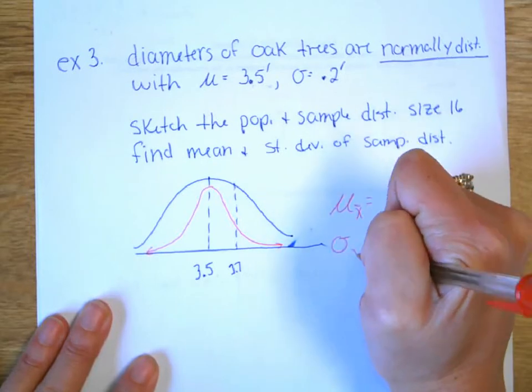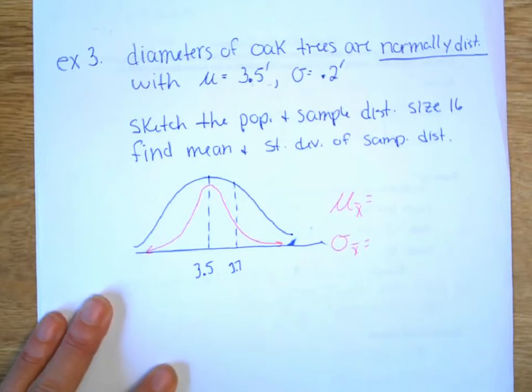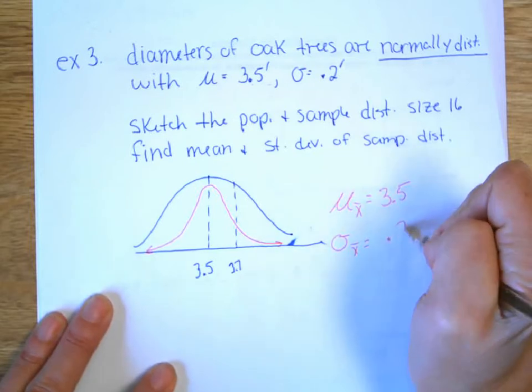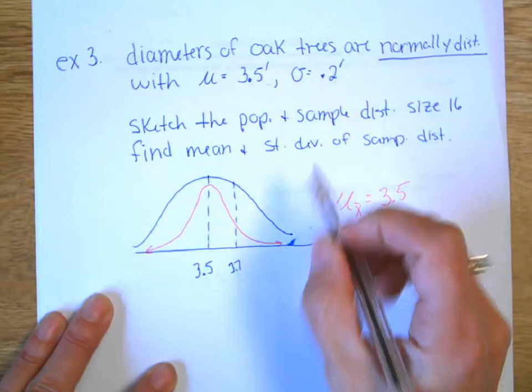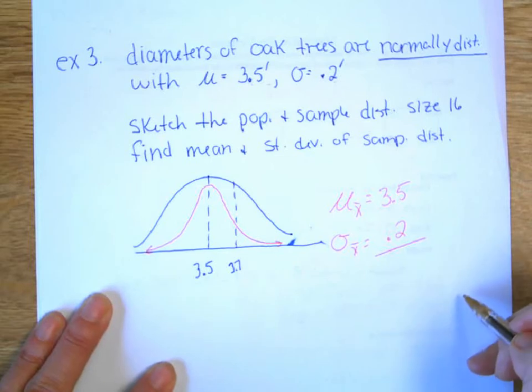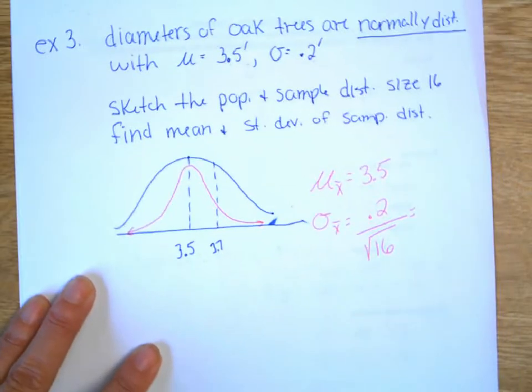And then I want those two values: the mean of the sampling distribution and the standard deviation of the sampling distribution. The mean is 3.5, nothing tricky there. It's the same as the population. How do I figure out what the standard deviation is that's making it smaller? Don't take the 0.2 value as is, take the standard deviation, which was 0.2, divided by the square root of 16. So what does that come out to? 0.05.